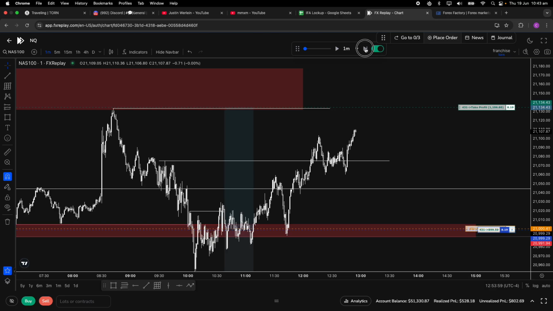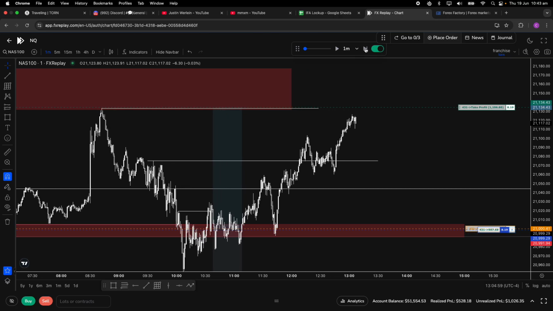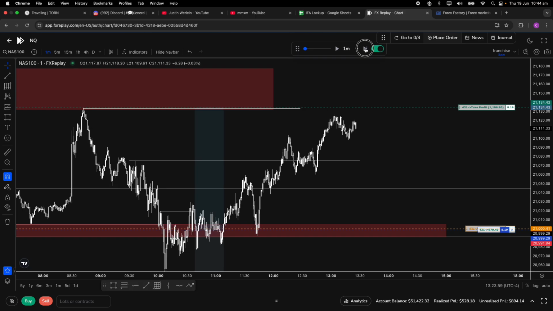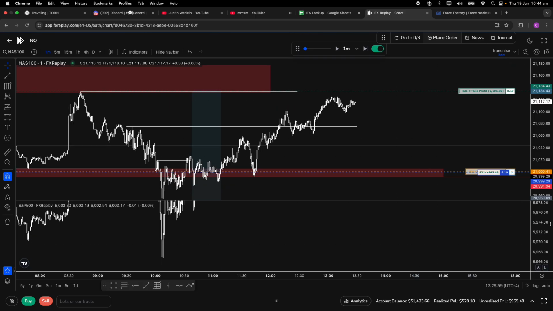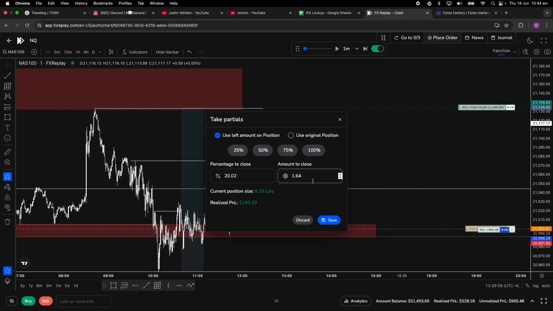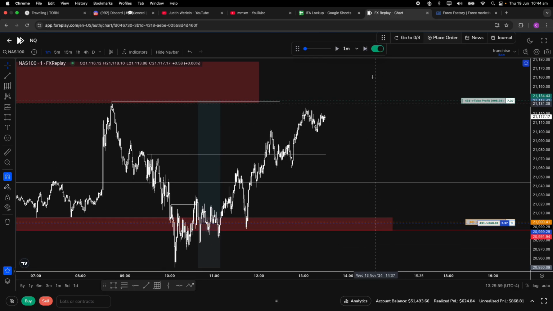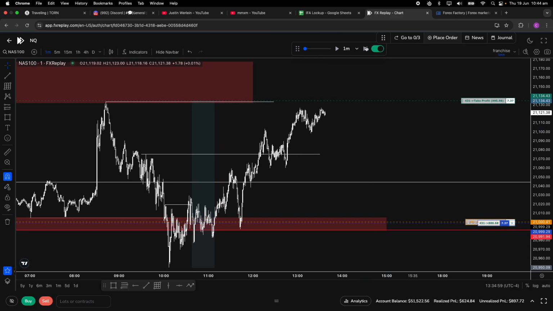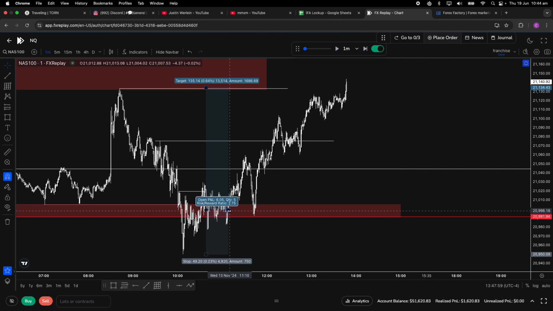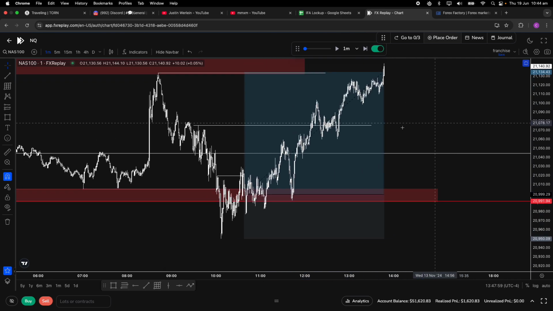Skip it through, and it does look like we probably will get there now. Don't curse me, but okay, so we do have SMT of this high. Probably will take another 10% just in case we want to get SMT'd out. You likely will. Still take it, and there we go. So there's our buy model playing out.